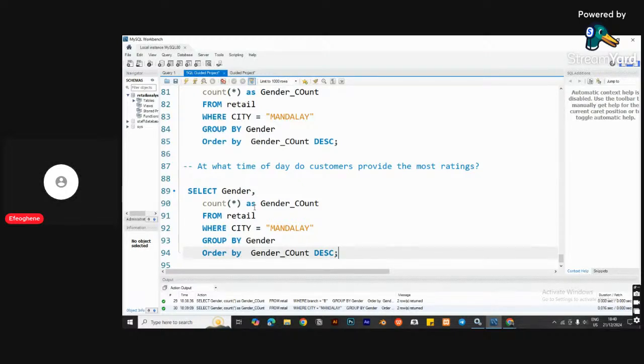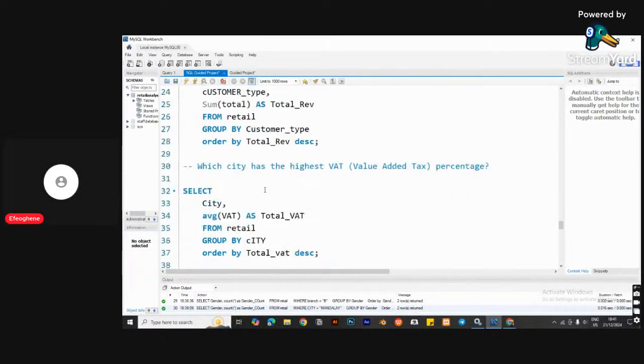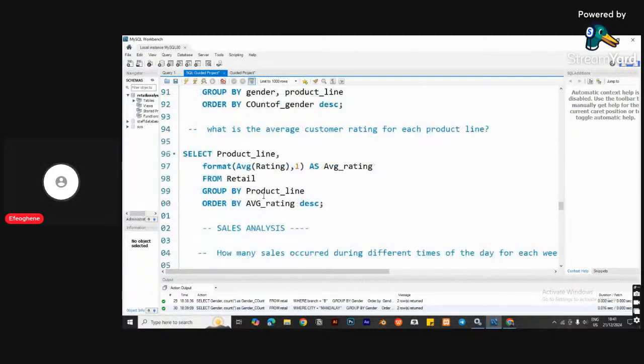Yes, they are important, but come on, you need to ask different questions. So how does this question relate to our analysis? Okay, we are asking what time of day the customers provide most ratings, right? Remember there was a rating count we did, right? And let me see if I can still find it here. I think this should be the last question we did before sales analysis.